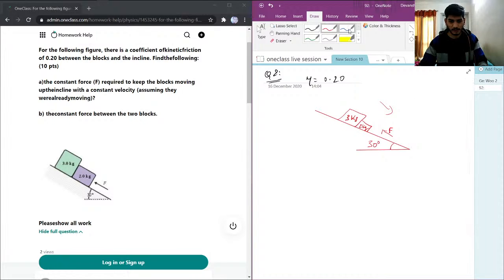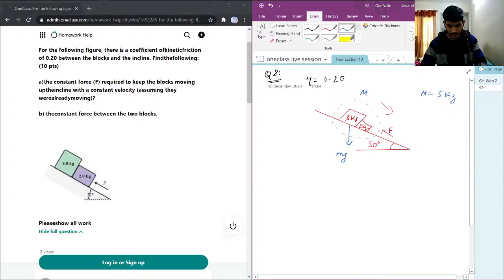So here we are just going to resolve these vectors. Let's say this whole system has a mass of, let's say, capital M, which will be 5 kilos. It is the combined mass of these two blocks. Then there will be weight acting in the downward direction.